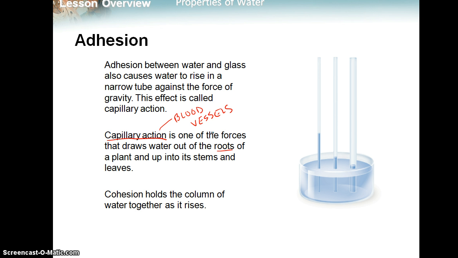Now, the adhesion allows the water to stick to the insides of the tubes. But if we didn't have cohesion, we would just get little drops sticking to the inside of the tubes. The cohesion allows this drop of water right here to stick to this water droplet right here, and so on and so forth, until we get one long column of water coming up through the tube. So capillary action is actually an example of both adhesion and cohesion.